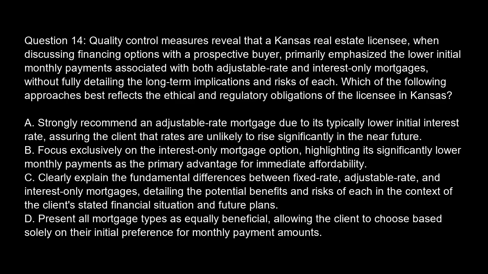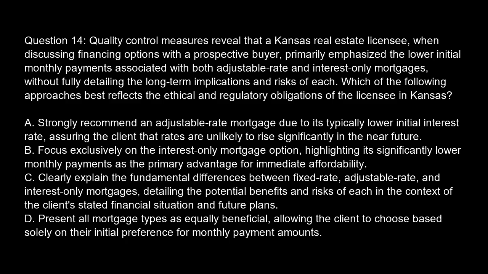Question 14. Quality control measures reveal that a Kansas real estate licensee, when discussing financing options with a prospective buyer, primarily emphasized the lower initial monthly payments associated with both adjustable rate and interest-only mortgages, without fully detailing the long-term implications and risks of each. Which of the following approaches best reflects the ethical and regulatory obligations of the licensee in Kansas?